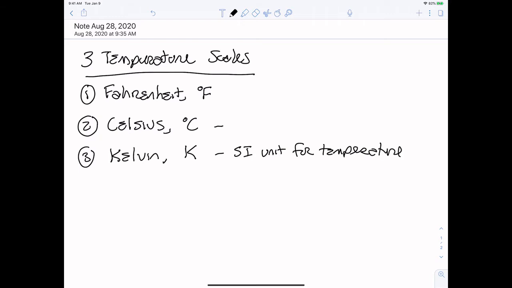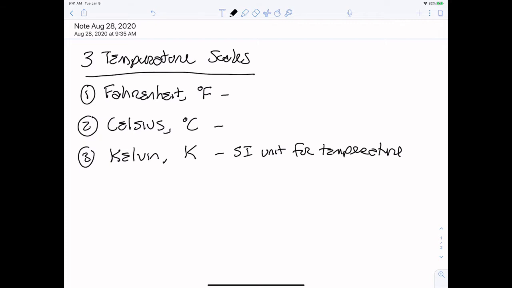Celsius is what we would be measuring temperature in if we were in lab this semester, and then converting between Celsius and Kelvin is a calculation that you're going to do often. Fahrenheit we're hardly ever going to use, other than to compare to Celsius and Kelvin.